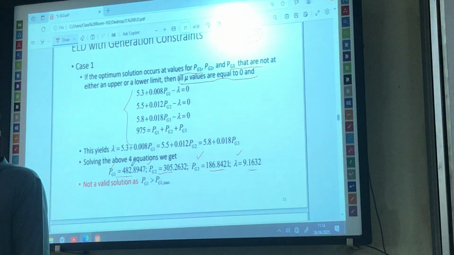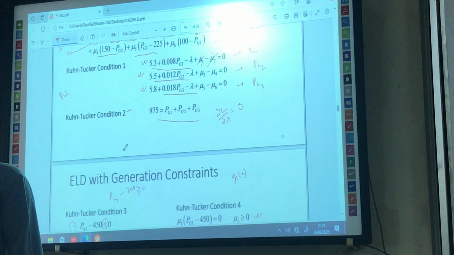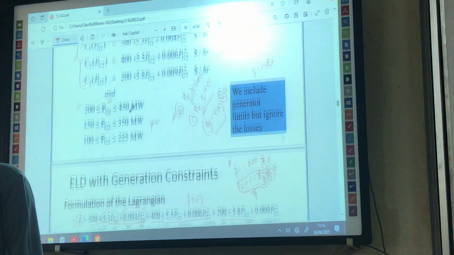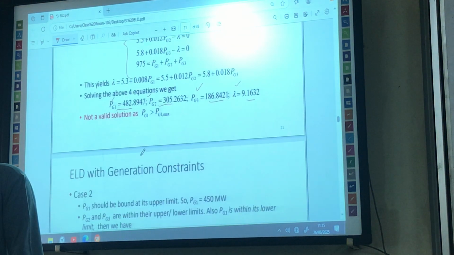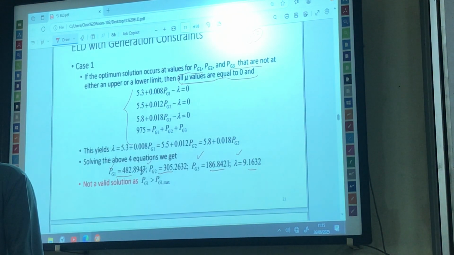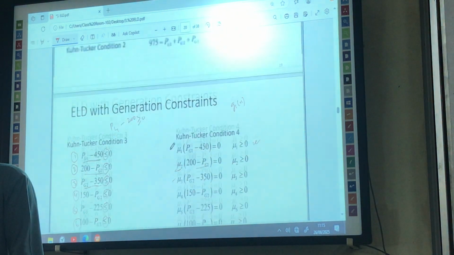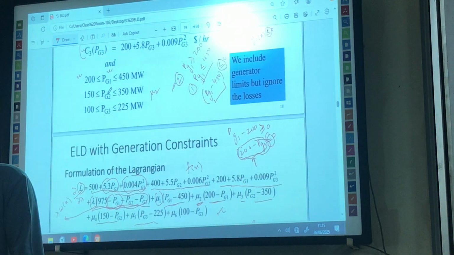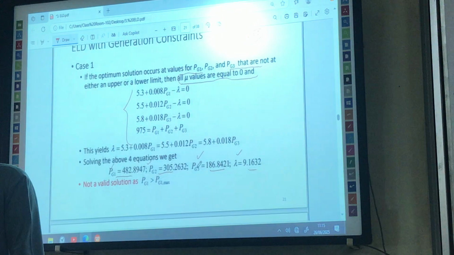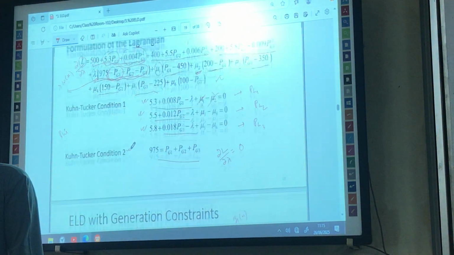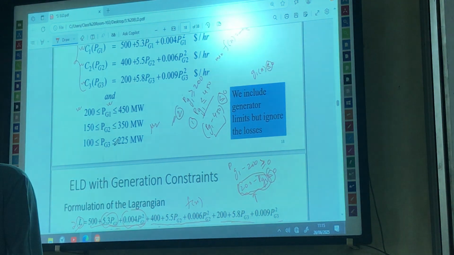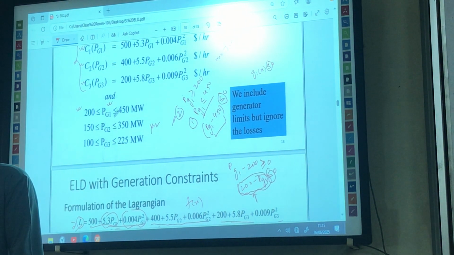Now you have to look at the limit. Look for the Pg1. What was the upper limit for Pg1? It was 450 megawatt. But you are getting 482.89. So it is violating the upper limit for Pg1, right? And for Pg2, it is 305. Is it within the limit? Yes, it is within the limit, right? Then for Pg3, it is 186. Is it within the limit? Yes, it is within the limit, right? So Pg2 and Pg3 are okay, but Pg1 is violating the upper limit only, right?